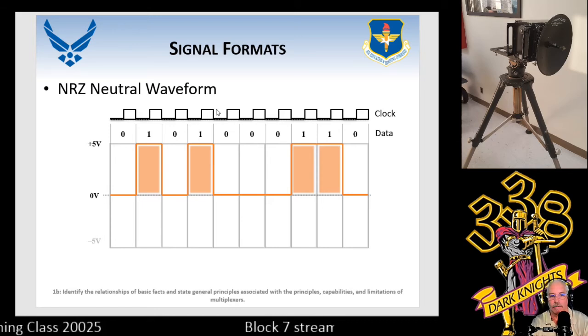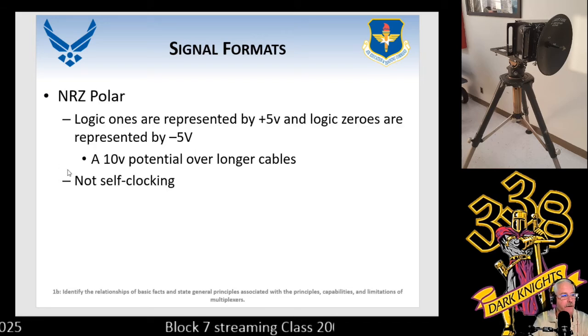So all the data, yeah, go ahead. That's what makes it non-return to zero? Correct. Okay, that is your signaling format. So the next one we're going to look at is something called polar.